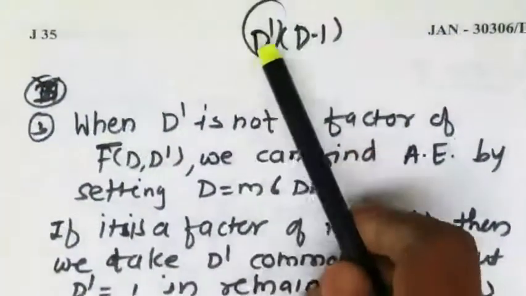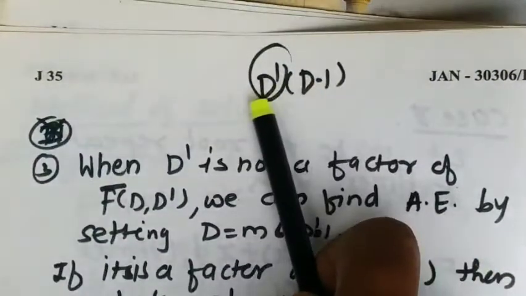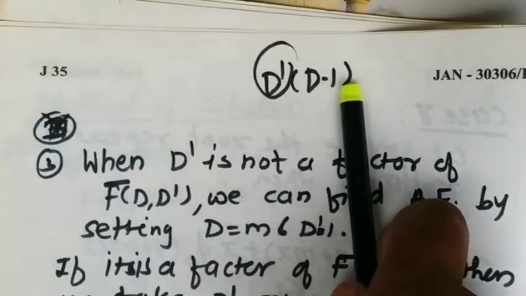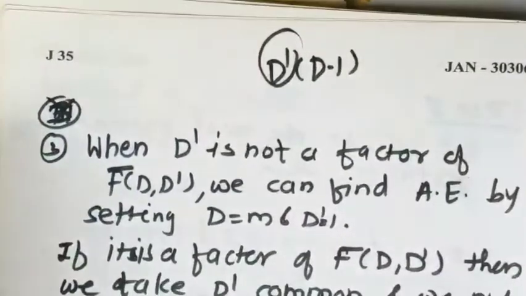If d dash is one of the factors, and if you put d dash equal to 1, which we do in calculating the auxiliary equation, only one factor will remain, and that will give you only one root instead of two roots.